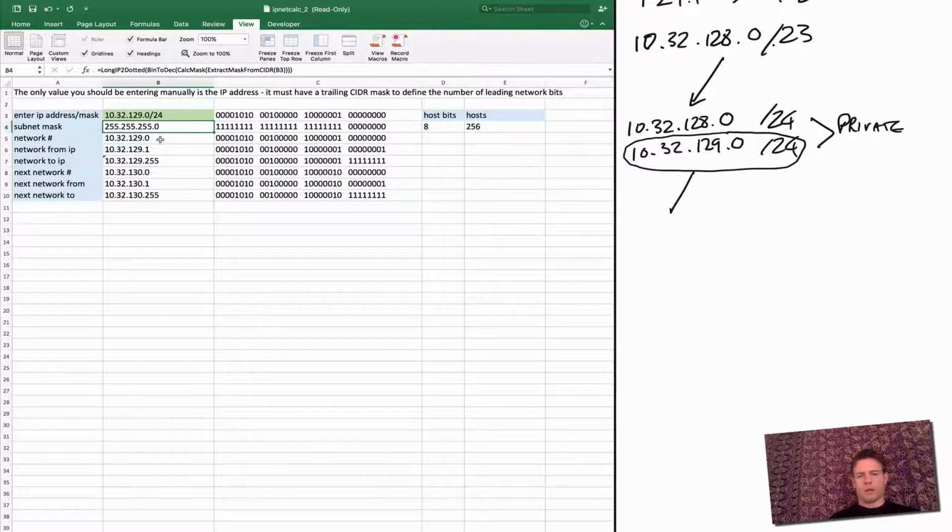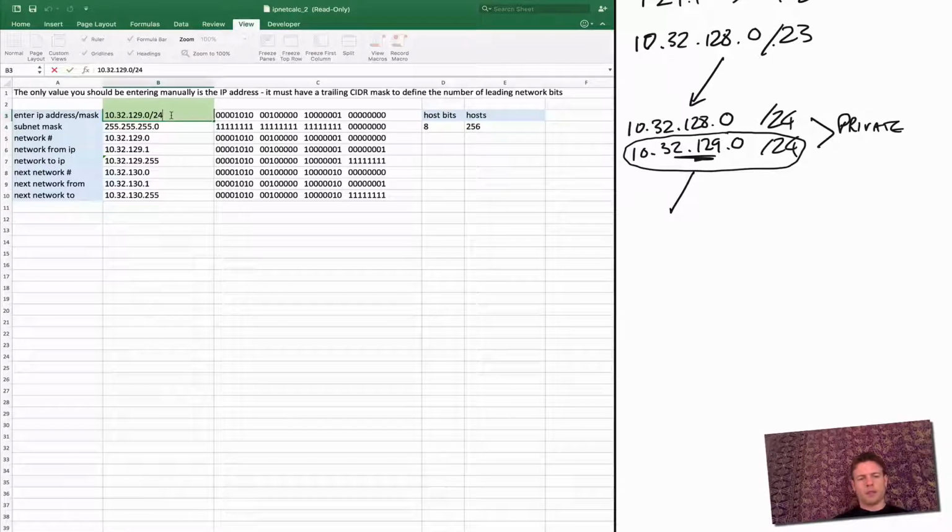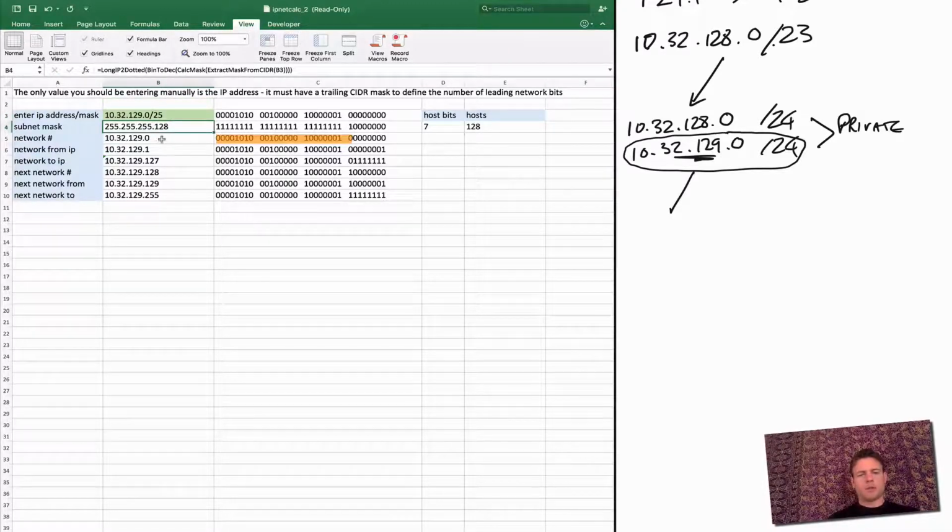So this was our subnet over here, right? And what we did was we said, okay, well let's split that one down into two subnets, right? So we're going to use one more bit from there to define the network number.